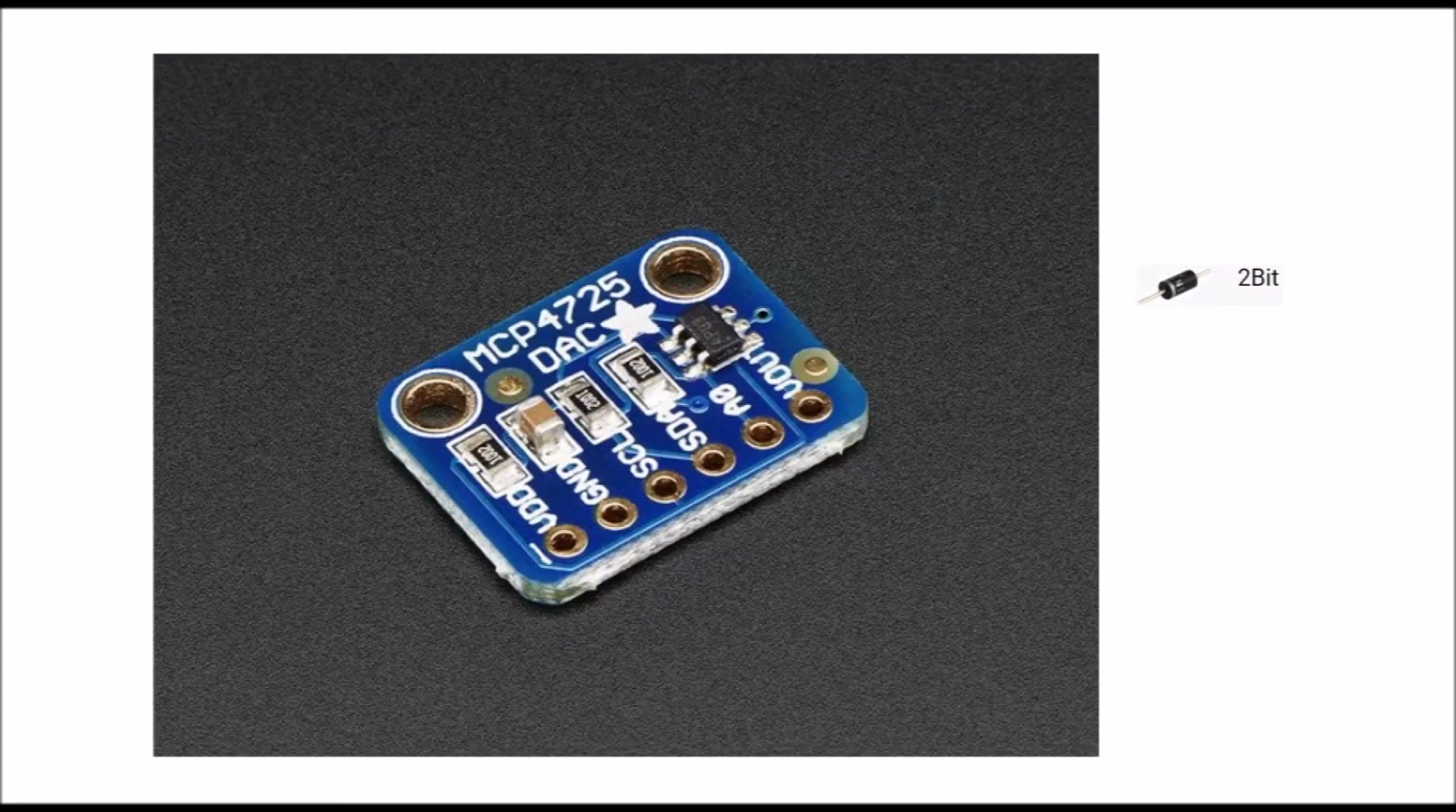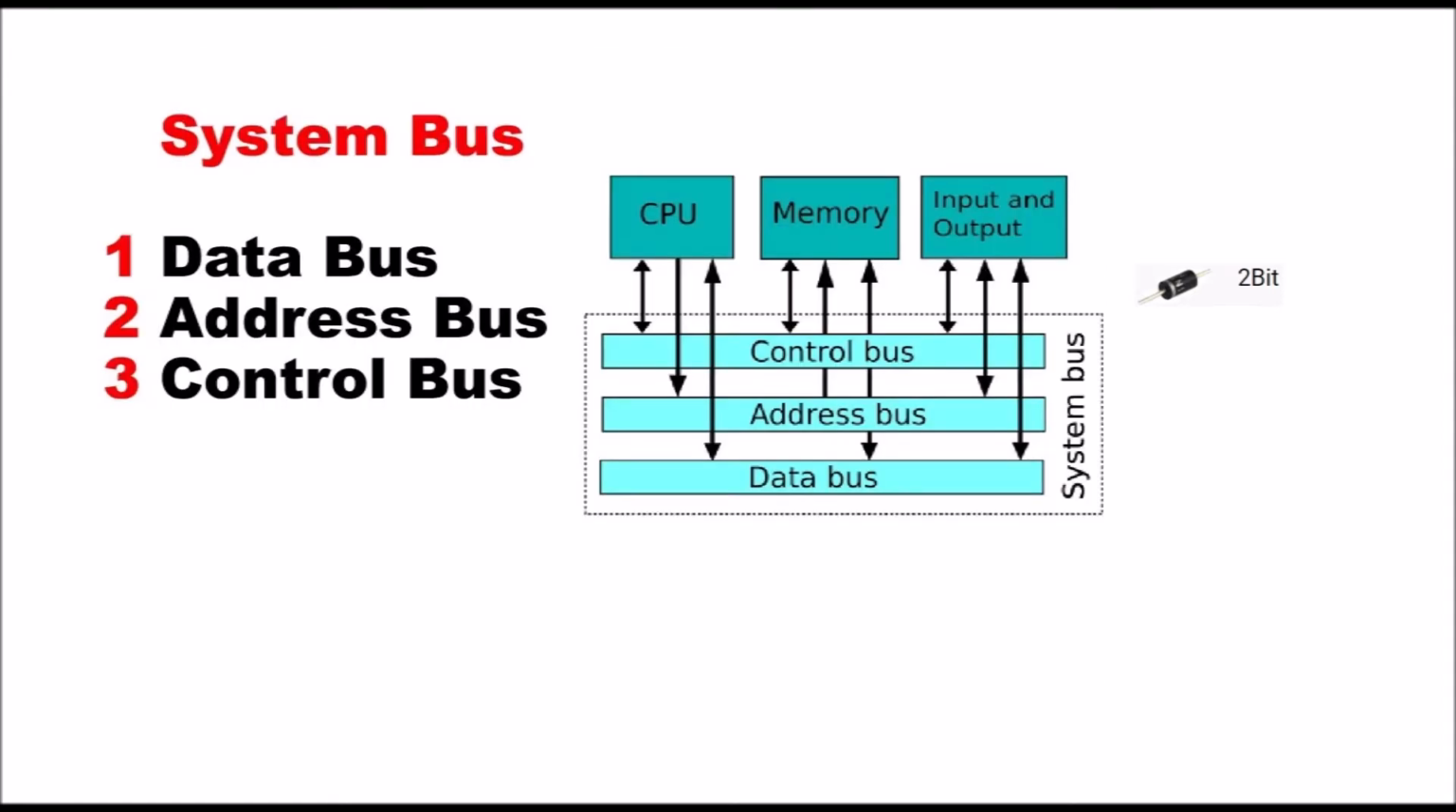Next, digital to analog converter, a DAC. A DAC does the opposite of an ADC. It helps the processor interface its outgoing digital signals to external analog components. System bus.